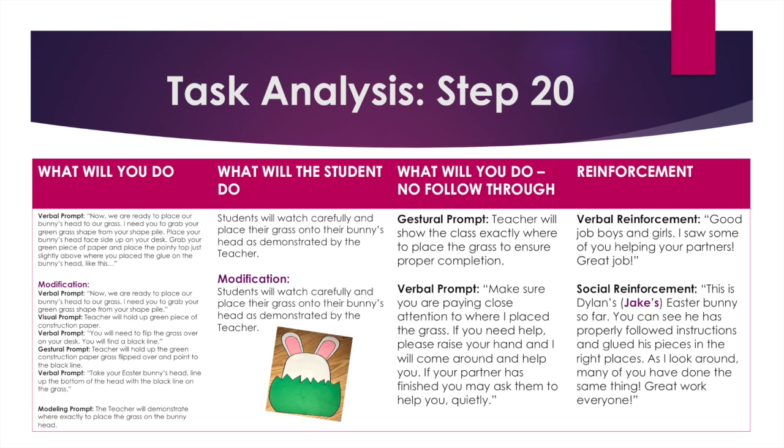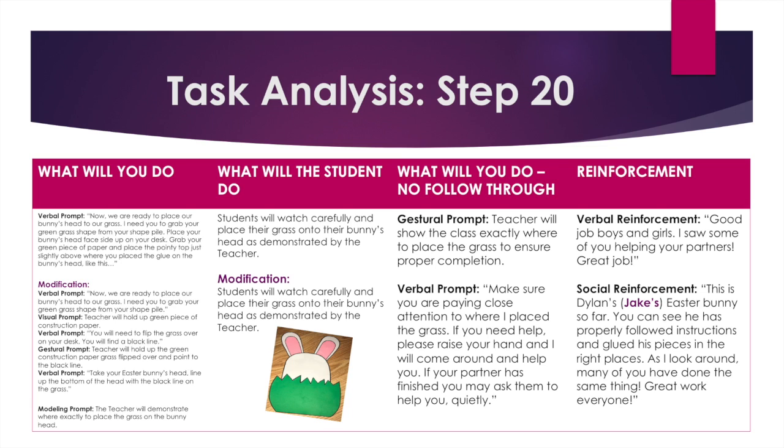Now we are ready to place our bunny's head to our grass. I need you to grab your green grass shape from your shapes pile. Teacher will hold up the green piece of construction paper as a visual prompt. You will need to flip the grass over on your desk. You will find a black line. The teacher will hold up the green construction paper grass flipped over and point to the black line as a gestural prompt. Take your Easter Bunny's head, line up the bottom of the head with the black line of the grass. Modeling prompt for both groups of students.